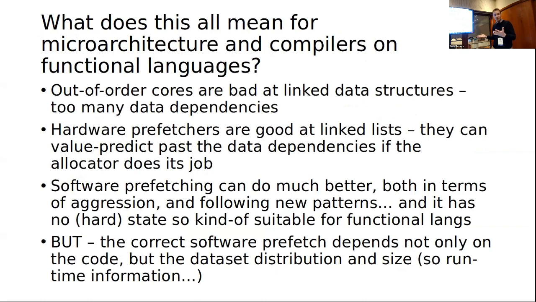Hardware prefetchers are good at linked lists. Note the difference between linked data structures and linked lists. They're good at linked lists. They can value predict based on the address past data dependencies if the allocator does its job, right? Software prefetching can do much better, both in terms of regression and following new patterns that the hardware prefetcher just can't understand. And it has no hard state, right?